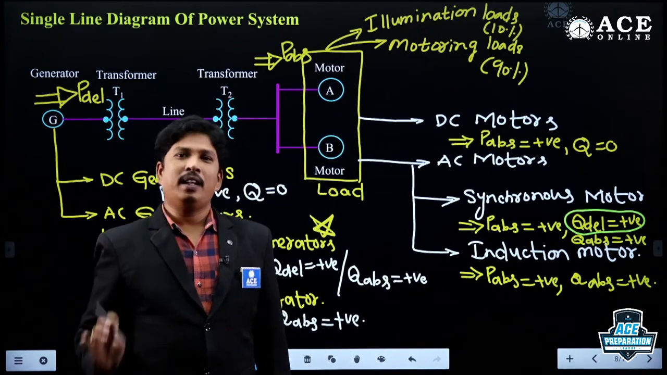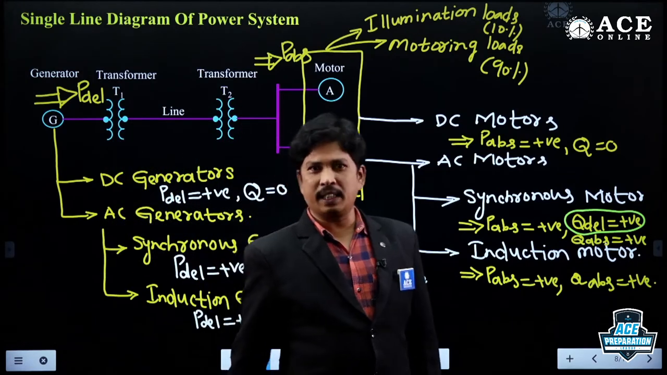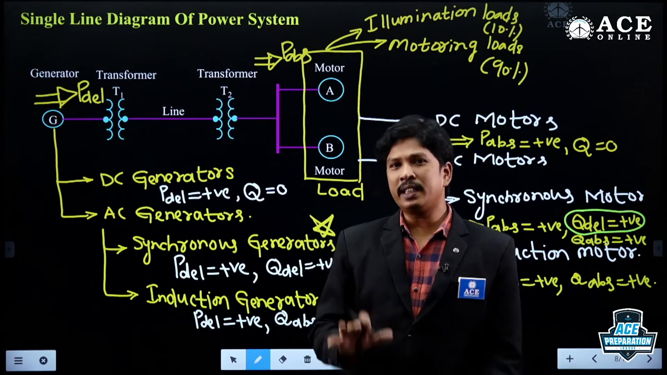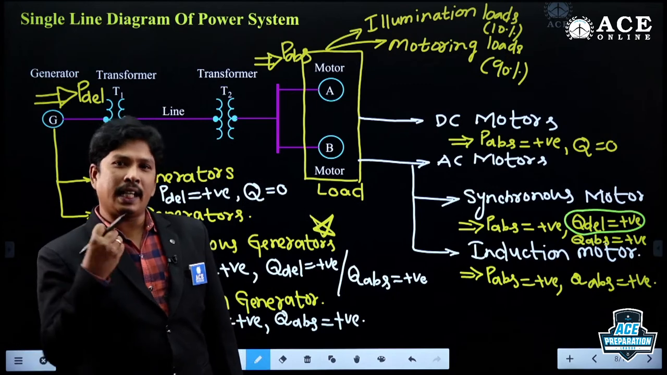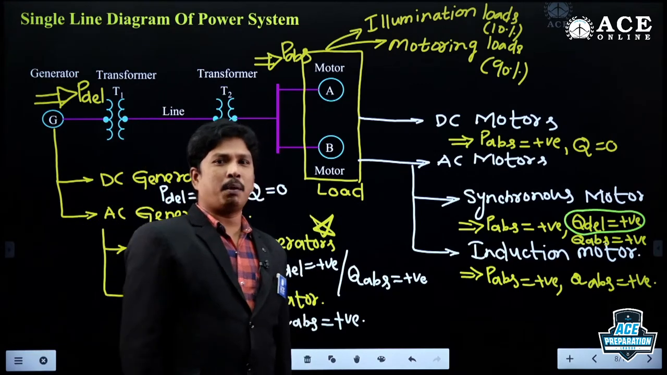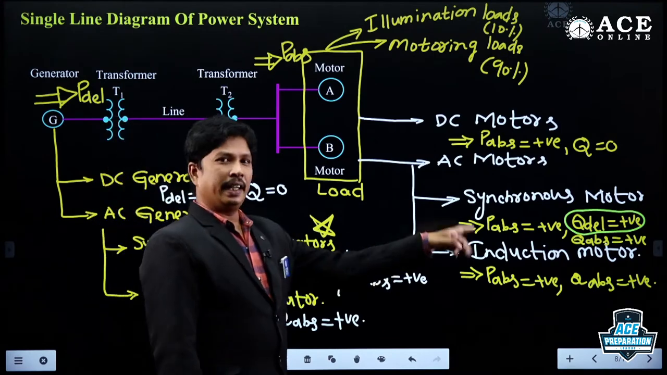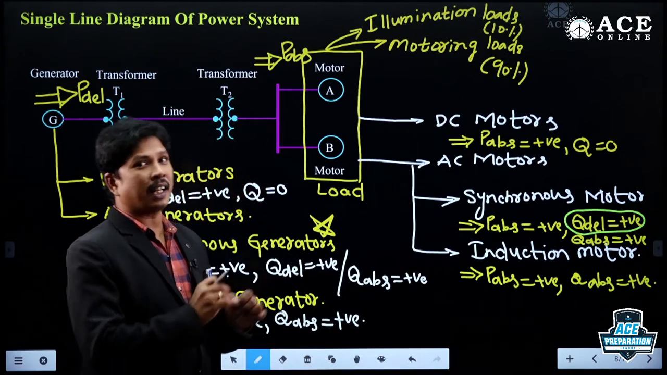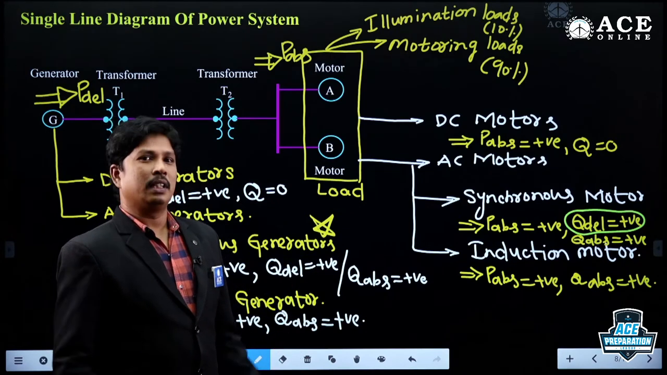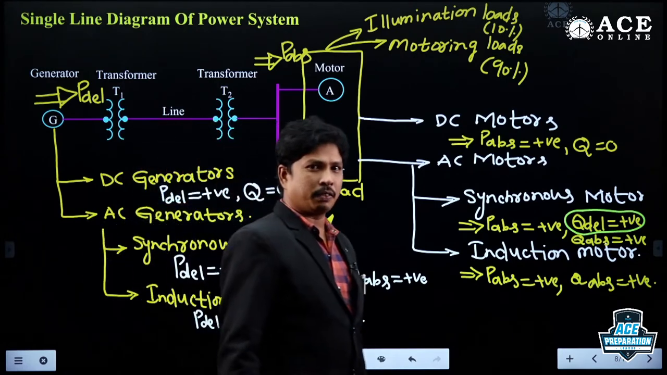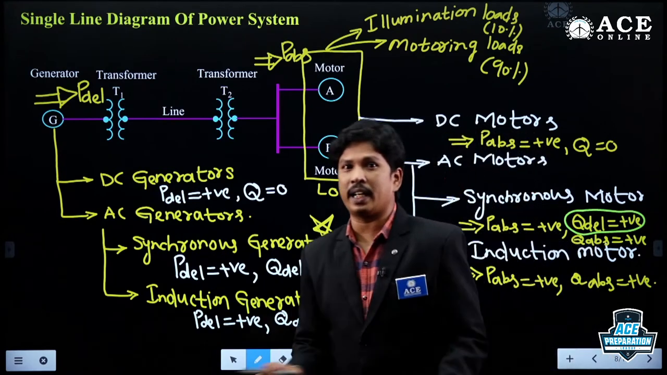DC machines, generator or motor, whatever it may be, reactive power is zero. Synchronous machines, generator or motor, they can deliver reactive power, they can absorb the reactive power, they can stay calm. And one more thing, induction machines, generator or motor, it has to absorb the reactive power. That is the final conclusion you can give from machines.